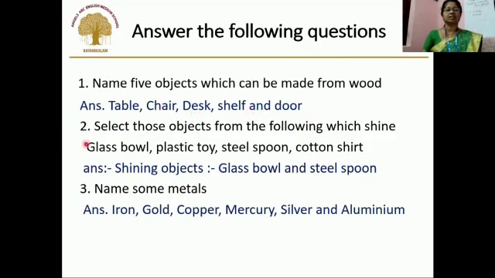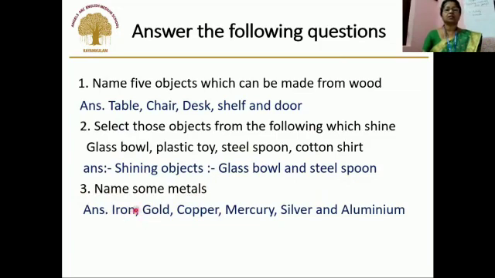Only 5 are needed. Next: select those objects from the following which shine. Glass bowl, plastic toy, steel spoon, cotton shirt. Glass bowl has a shiny appearance. Steel spoon also has a shiny appearance. They have a luster. Plastic toy and cotton shirt have no shiny appearance.